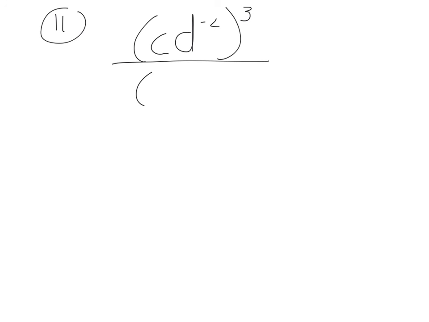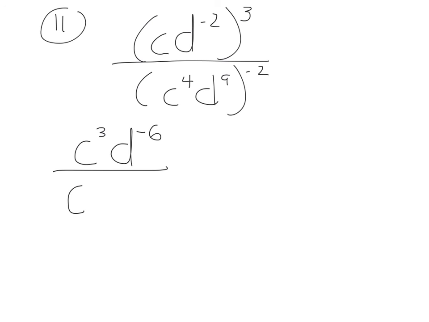Okay, now I'm going to do number 11 on this page. C D to the negative 2, all of that's going to the 3rd power, over C to the 4th, D to the 9th, all of that is going to the negative 2. So my first step is to put these things to their exponent. I have C to the positive 3, D to the negative 6, over C to the negative 8, D to the negative 18.